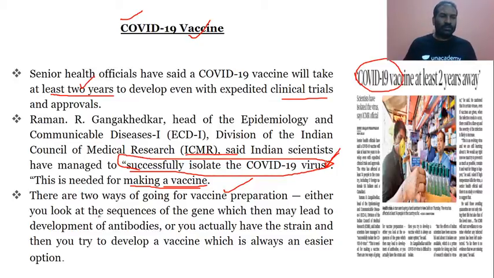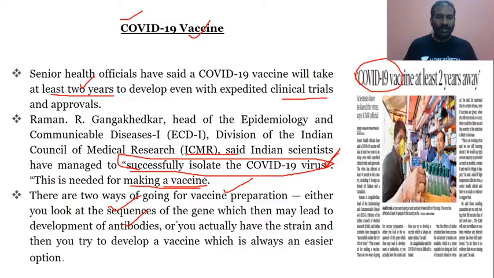One is to look at the sequence of the genome. As I've discussed in the previous classes, the importance of sequencing the genome is that we can find out from which place it has originated, how we can find the chemical basis of it, and how best we can find the vaccine for it. So we have to go ahead with sequencing of the genome, and by sequencing the genome, it will lead to the development of antibodies, that means the vaccines.